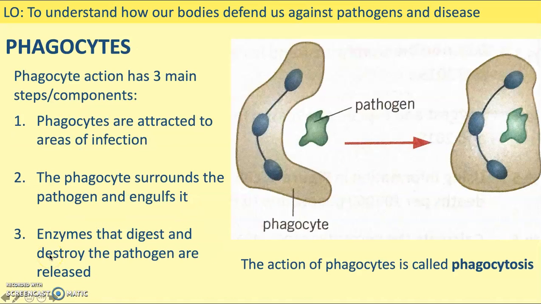So we'll move on to phagocytes now. Phagocyte action has 3 main steps or components. The first is that phagocytes are attracted to areas of infection, so areas where there are pathogens. The second step is that the phagocyte surrounds the pathogen and engulfs it. So you can see this happening here. Then enzymes that digest and destroy the pathogen will be released by the phagocyte. The action of phagocytes is called phagocytosis.